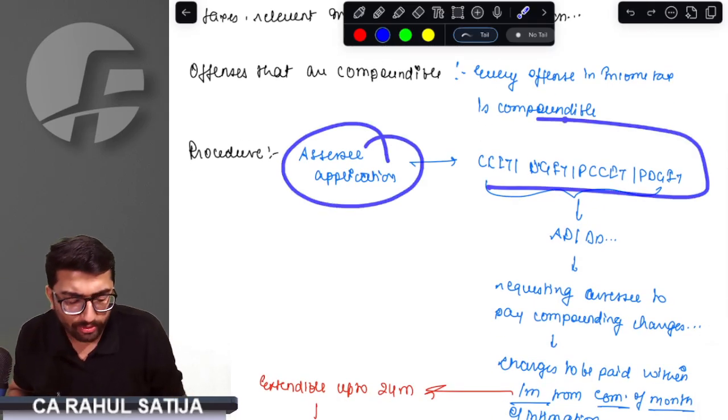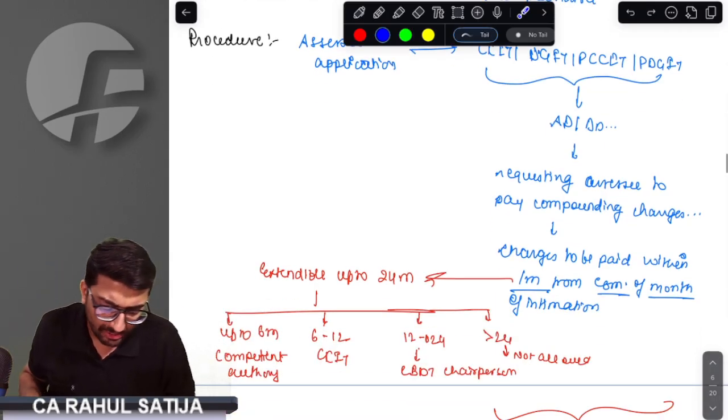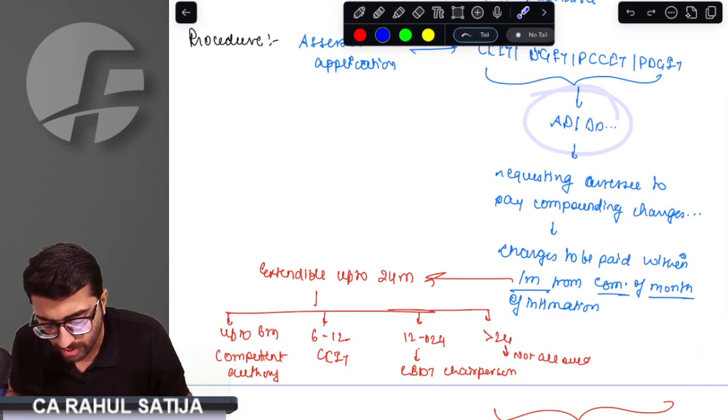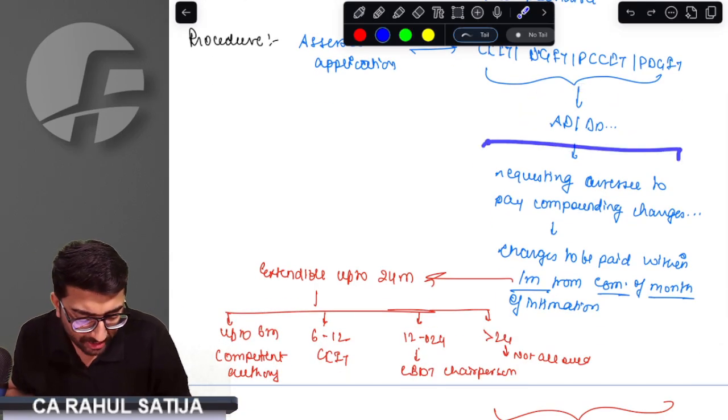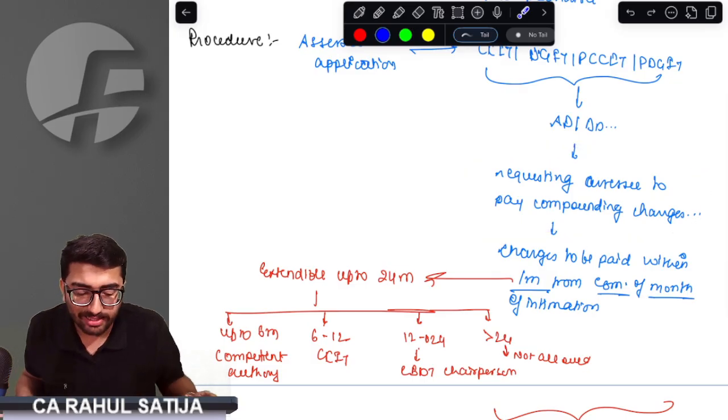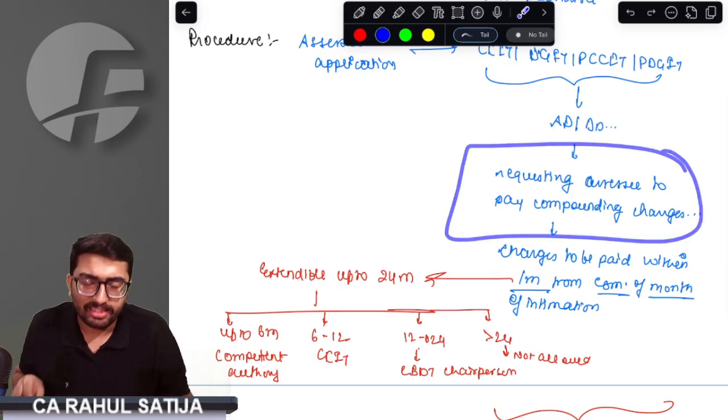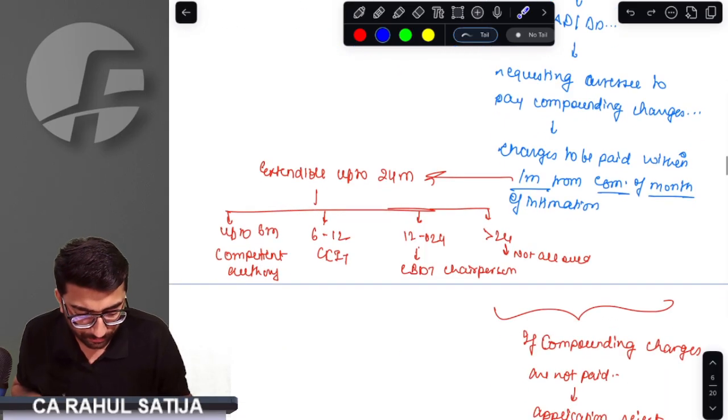To whom can you apply compounding, sir? CCIT, PCIT, PCCIT, PDGIT. Okay. They will refer the case to the assistant director or deputy director. They will ask the SSC to pay the compounding charges. They will ask the SSC to pay the taxes.